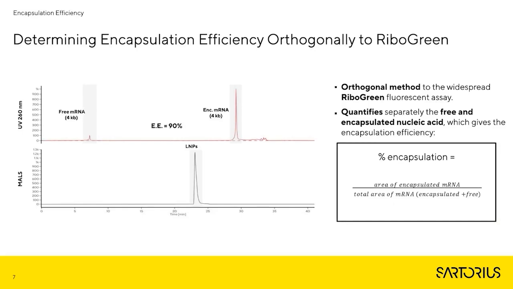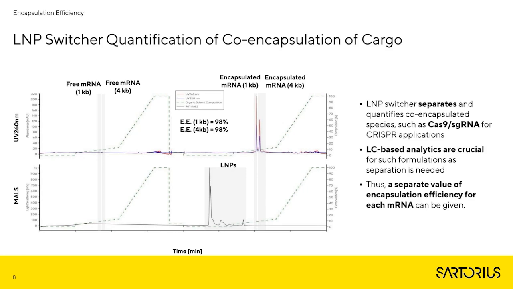So the first parameter you can determine is encapsulation efficiency by comparing those. That has been described. A very important thing is that if you have co-encapsulated species, you are going to be able to separate them, which is quite impossible with an assay-based determination of encapsulation efficiency. This is not just important for encapsulation efficiency, but also for their integrity and for any other impurities that you might be forming. For this, it's basically necessary to have LC-based, chromatographic analytics, so that you are able to separate and quantify them.